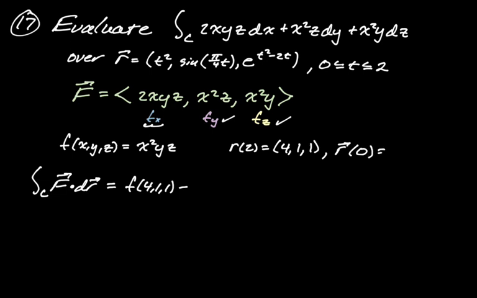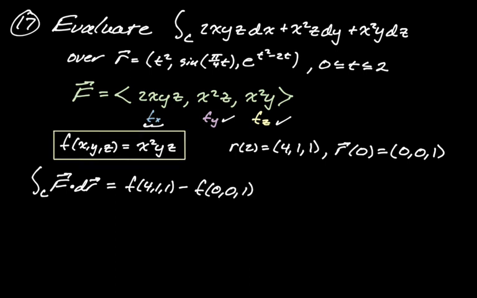So f of where we end minus where we start would be r of 0, which is, we're plugging into r, so we get 0 squared sine of 0 e to the 0, so 0, 0, 1. So what we're doing is f of 4, 1, 1, where we end, minus f of 0, 0, 1, where we started. This is the function we're plugging into, so that's going to be 4 squared times 1, and then 0, 0, and 1, but that's just going to give us 0. And so overall, we are getting just 16 as our answer to this.